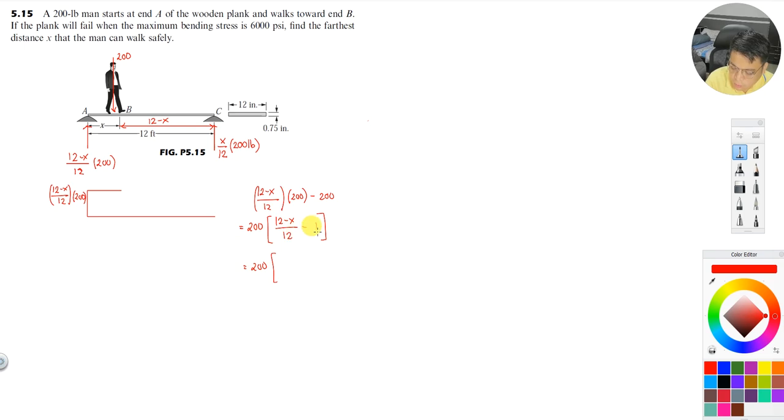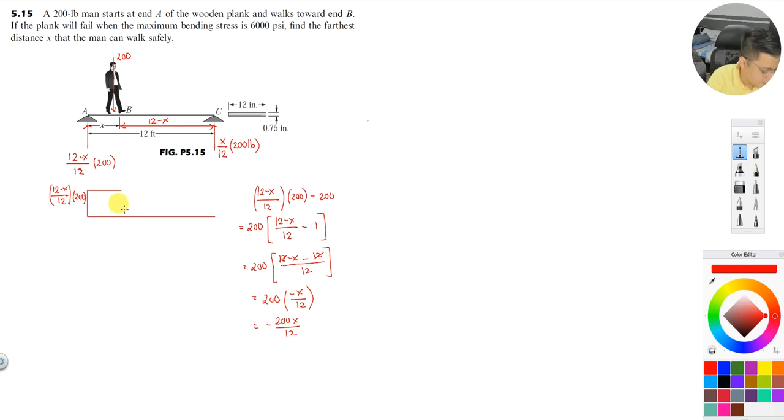Pwedeng ganun, 12 mo, ano? So, magiging 12 minus x minus 12 all over 12, equals to 200. 12 minus 12, 0. So, cancel yon. So, you can have it as negative x all over 12. Or that's negative 200 x all over 12.